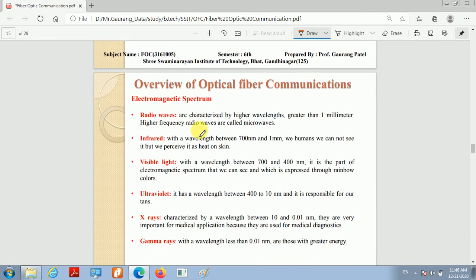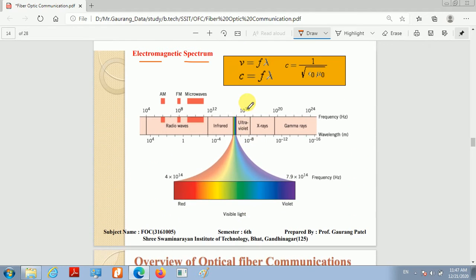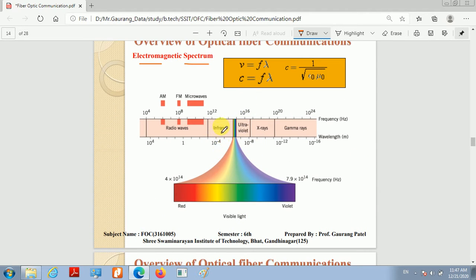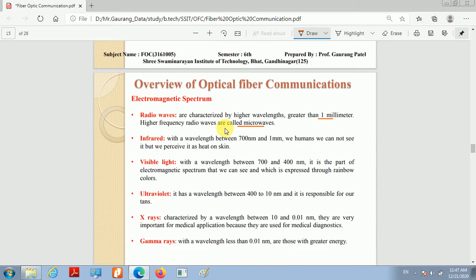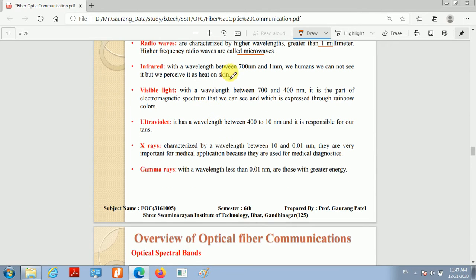Radio waves are characterized by high wavelength or low frequency, and their wavelength is greater than 1 millimeter. High frequency radio waves are generally called microwaves. The second type of electromagnetic waves are infrared waves, which have a wavelength between 700 nanometer and 1 millimeter. We humans cannot see these infrared waves, but we can perceive them as heat on our skin.